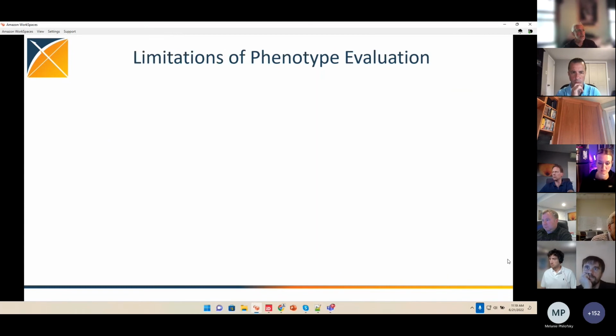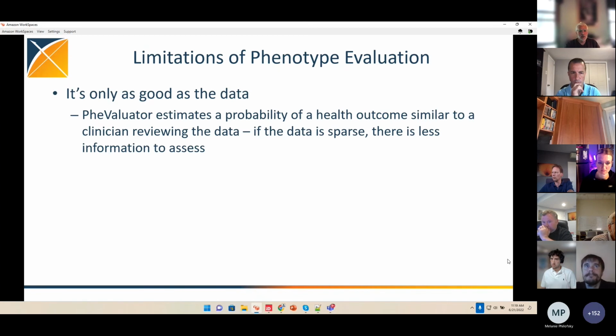There are limitations to the tool for evaluating phenotypes. For one, it's only as good as the data. PheValuator estimates the probability of the health outcome similar to how a clinician would. So if a clinician had a poor set of data to review, such as incomplete chart records, for instance, the data was sparse, they would not be able to give a very good assessment of whether a person had the health outcome or not. And it's the same thing here. If our data is sparse within the data set, PheValuator also can't do a good job in predicting.